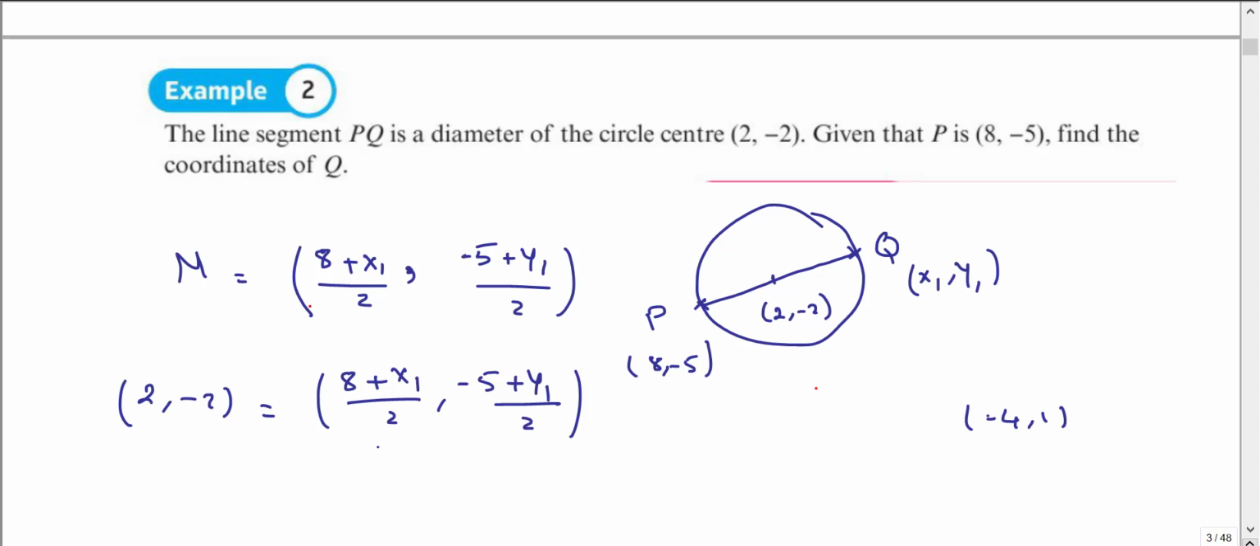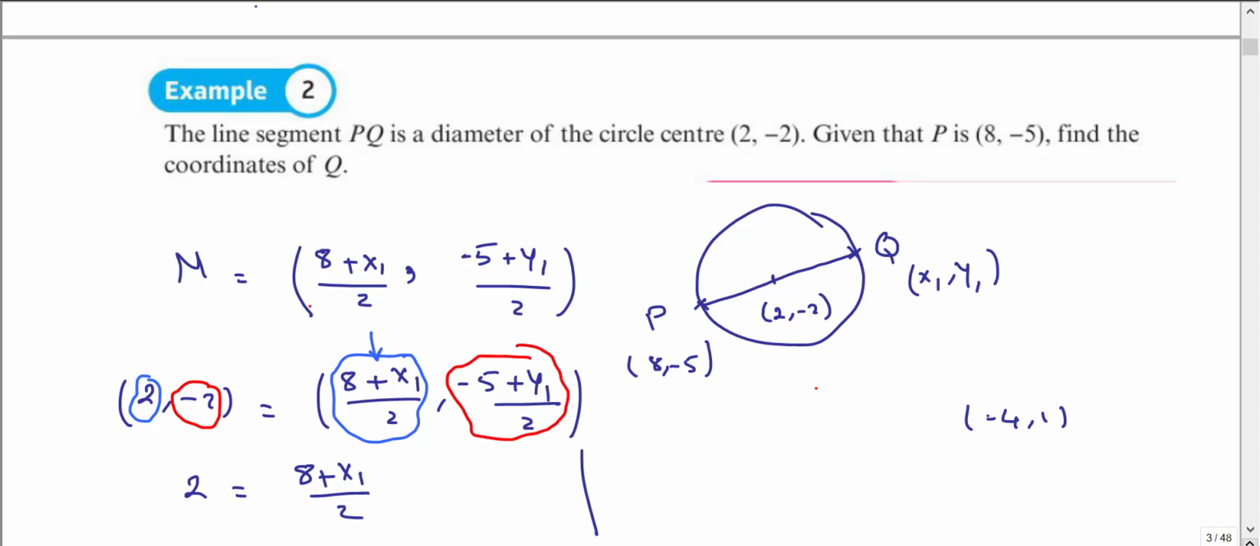Now how to solve it? You should know that. Wait 1 second. Can I just substitute? Here you have to know that the x coordinate here is the same as this one. So 2 will equal what? 8 plus x1 over 2. First we'll divide 8 by 2, which gives us 4. Let me do this one. I'm going to give you something to do. And -2 equals -5 plus y1 over 2, because this is x and y. So the y here equals the y here.